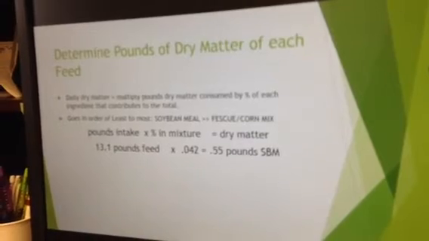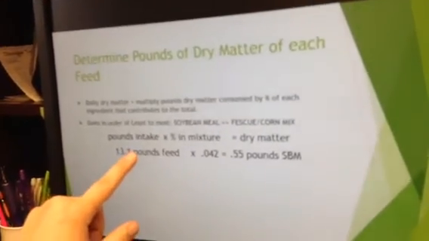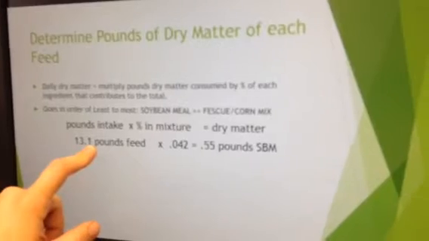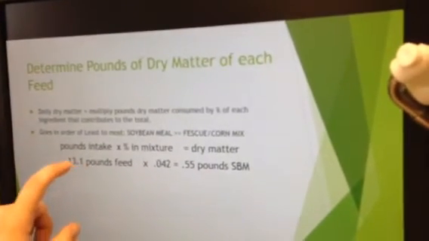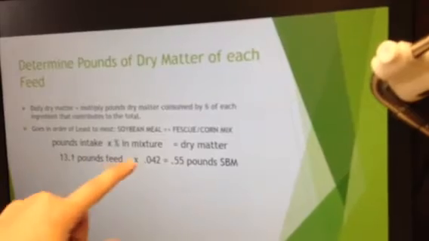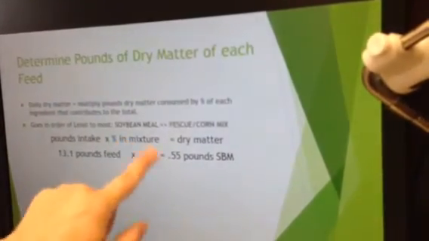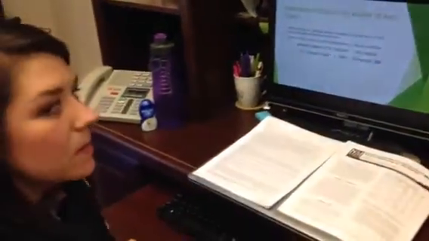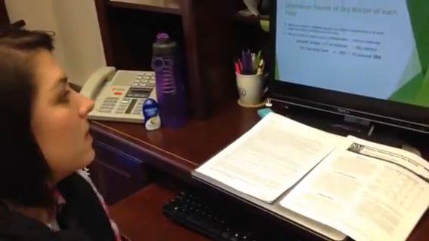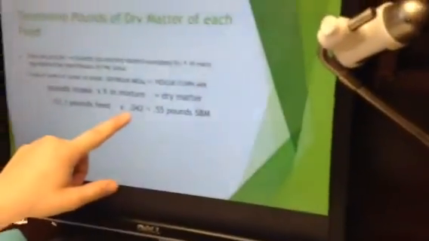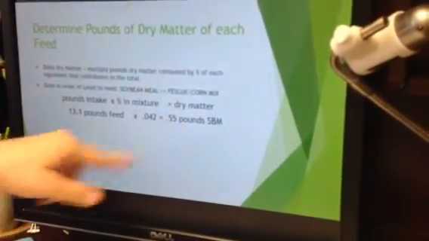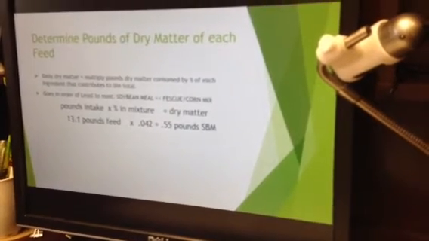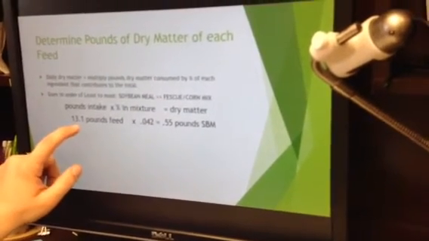So how many pounds is that? We got the balanced ration. How many pounds is that? So we take 13.1 pounds of feed, which was in that table that said that's how much the animal is going to eat a day, times 0.042, which was how much the soybean meal was. The reason we're starting to calculate the pounds of dry matter with the soybean meal is because that's the least supplement, so it goes in the order of least to most. That is 0.55 pounds of soybean meal. That's the only amount you're going to need of soybean meal. Once again, that's just a supplement.